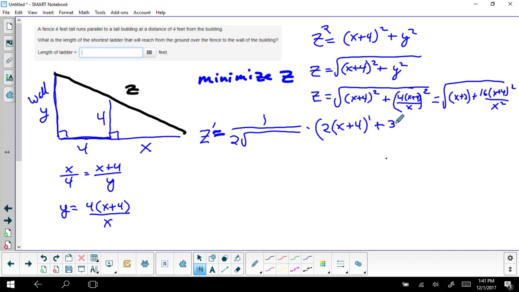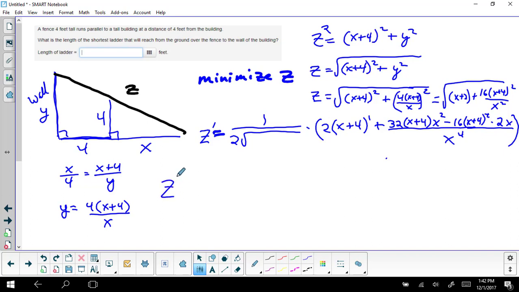So that's going to be 32, with a quotient rule, right? Derivative of the top, the 2 is going to come out front. It's going to be 32, it's going to be (x plus 4), times x squared, the denominator, minus 16 times (x plus 4) squared times 2x, all over the denominator squared, so x to the 4th. Okay?